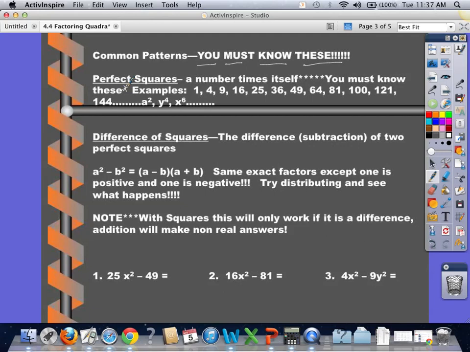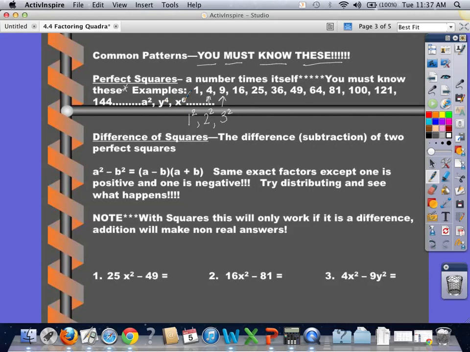Examples. 1 squared is 1. 2 squared is 4. 3 squared is 9, and so on. So if you need to figure them out, just write them out and then work them out. But you should recognize these numbers now, okay? These are used a lot. Also, you're going to have squares of letters, a squared, y to the fourth, x to the sixth. Anything that's an even power, you can split them up when you're factoring evenly, okay? So anything that's even, you can split those up also.